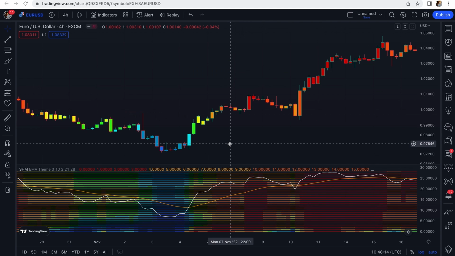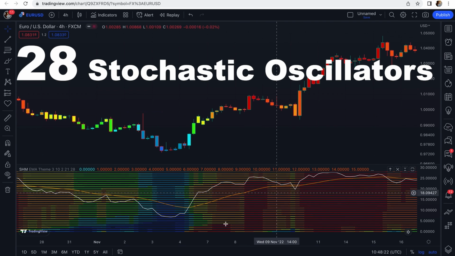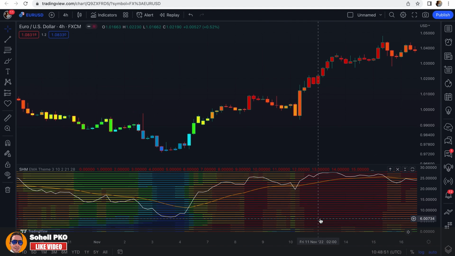The idea behind this indicator is actually what made this indicator amazing. In this indicator, 28 stochastic oscillators are used and they are shown horizontally here with different colors, as you can see. Don't worry if you're confused, I'll completely explain it now. Just make sure you listen carefully so you will understand what is going on here.